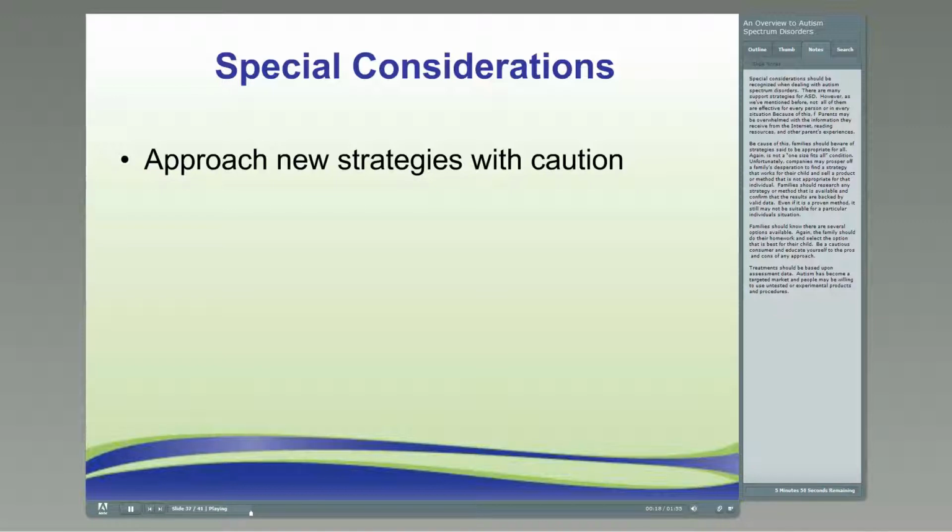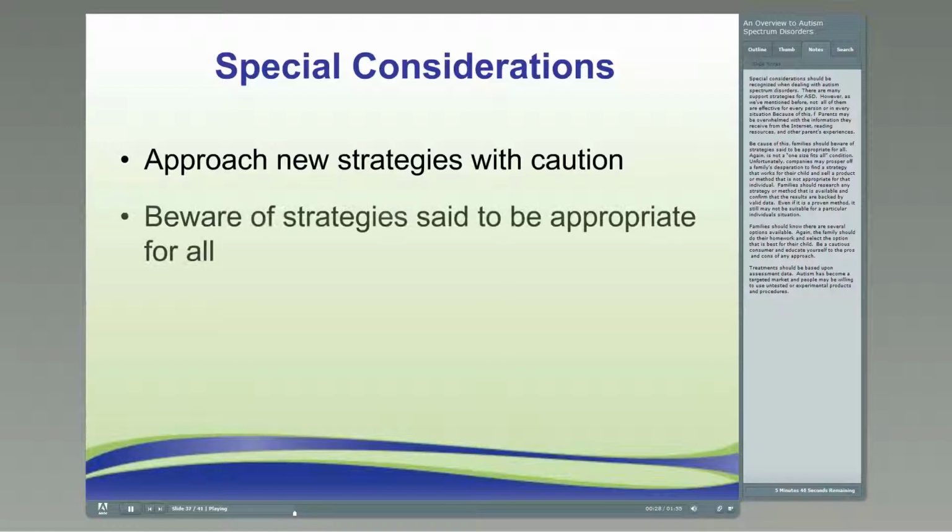Parents may be overwhelmed with the information they receive from the internet, from reading resources, and from other parents' experiences. Because of this, families should be aware of strategies said to be appropriate for all. Again, it's not a one-size-fits-all condition. Unfortunately, companies may prosper off of a family's desperation to find a particular technique or intervention that works for their child. They may sell a product or a method of treatment that is not appropriate for any given individual with ASD.